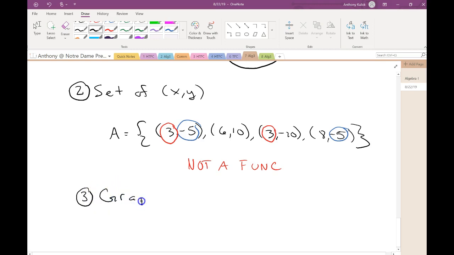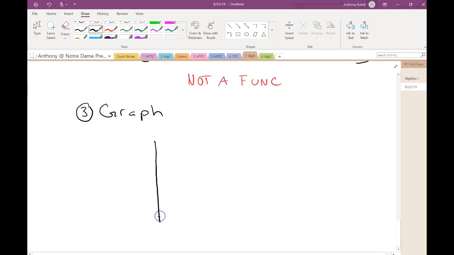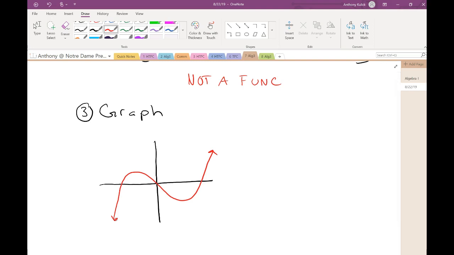Let's say a graph. Okay. So a graph is a collection of ordered pairs, right? Because it's just a bunch of points. So this is definitely a relation. The question is, is this relation representing a function or not? You say, yes, it is a function? Okay. And that's correct.